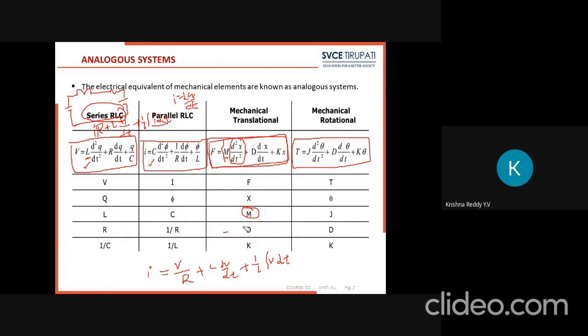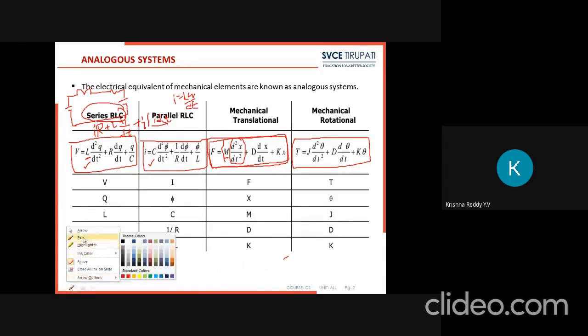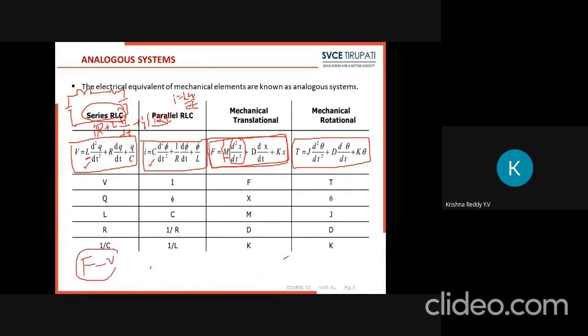In competitive exams, they ask what the electrical replacement of the mass element is. When you take the force voltage analogy, we use these quantities. For the force current analogy, we use these quantities.